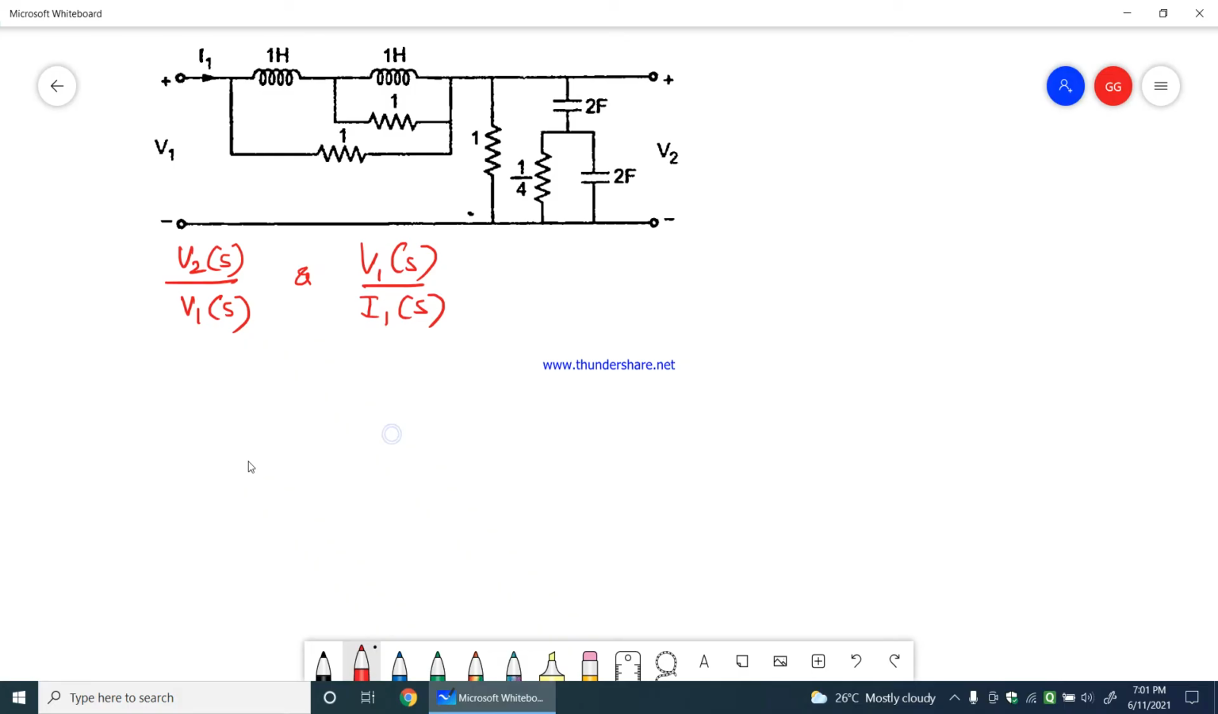Okay, let us look into this problem now. In this problem, two transfer functions are being asked in the question. The first one is you need to find out what is V2 of S by V1 of S. So that is the first one. Second one is you need to find out what is V1 of S by I1 of S. Okay, fine. So let us now write the Laplace equivalent circuit for this particular given network.